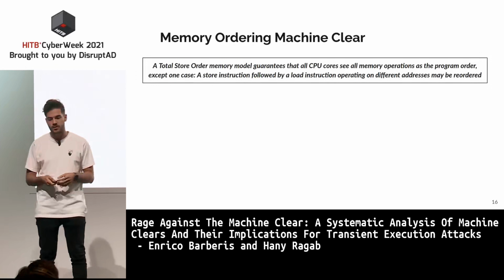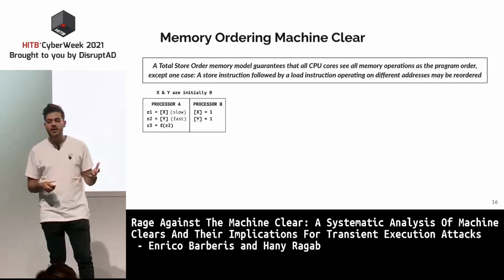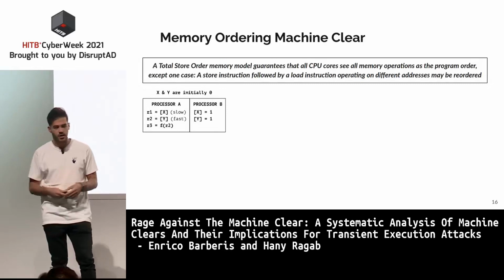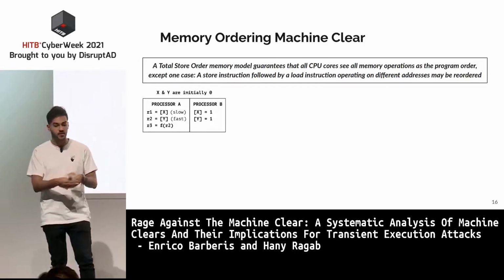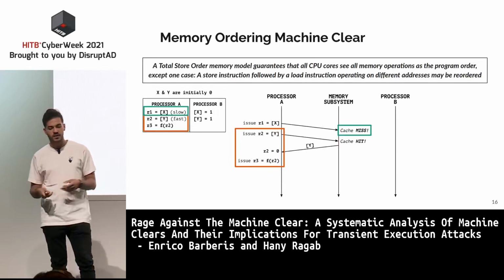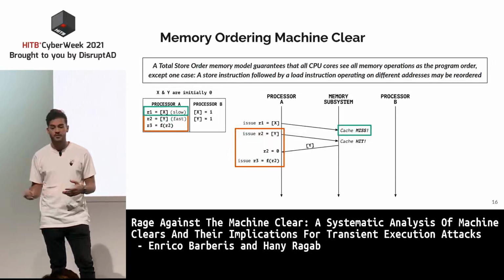Let's take a look at this example, where we have processor A performing two load instructions, and then a function call on the resulting loaded value. And processor B is performing two store instructions on the same addresses that processor A is loading. So let's assume that for some reason, the first load of processor A is slow, because, for example, it has a cache miss, so it needs to fetch the data from main memory.